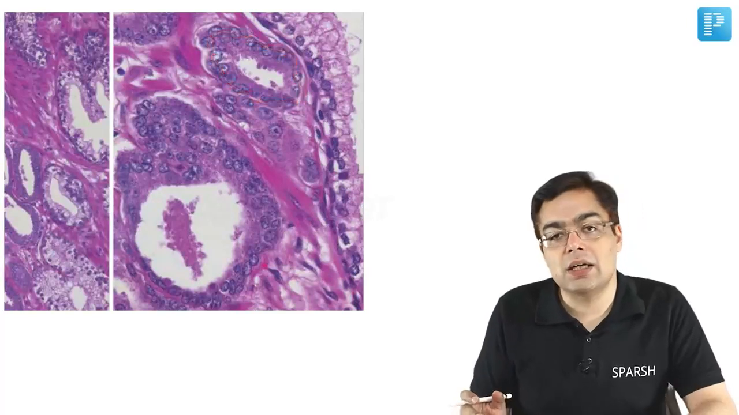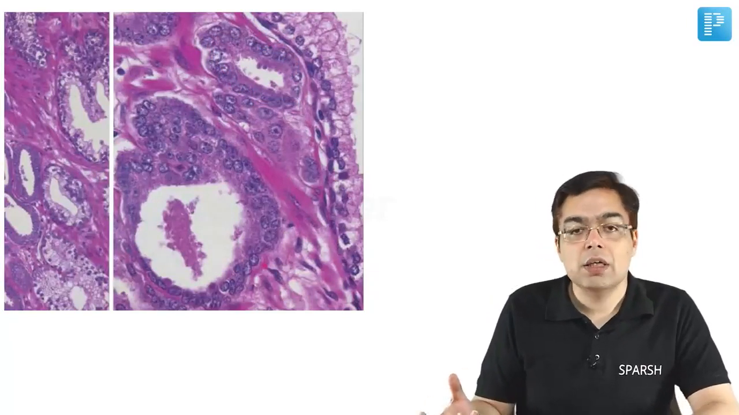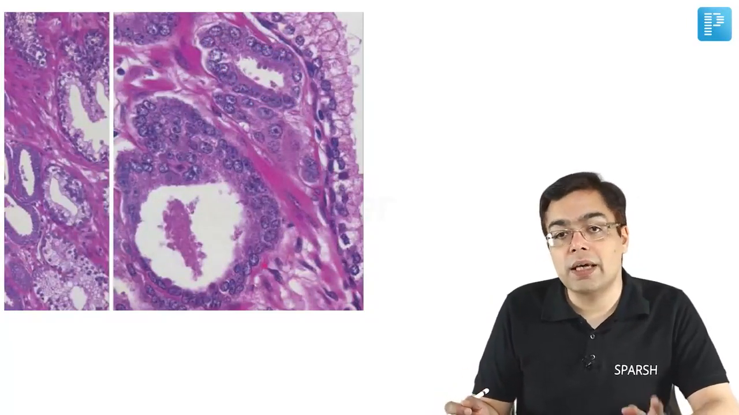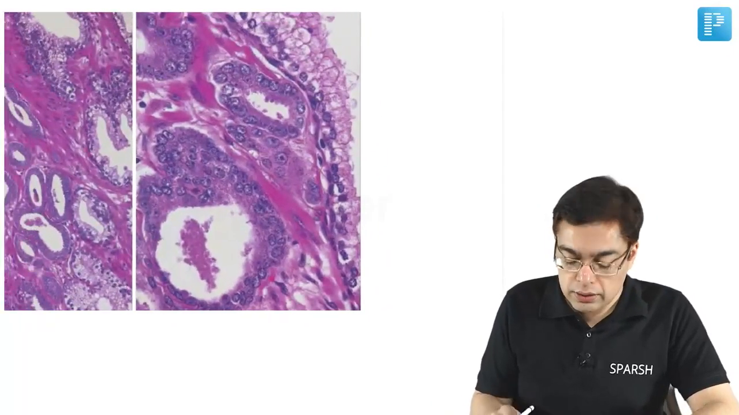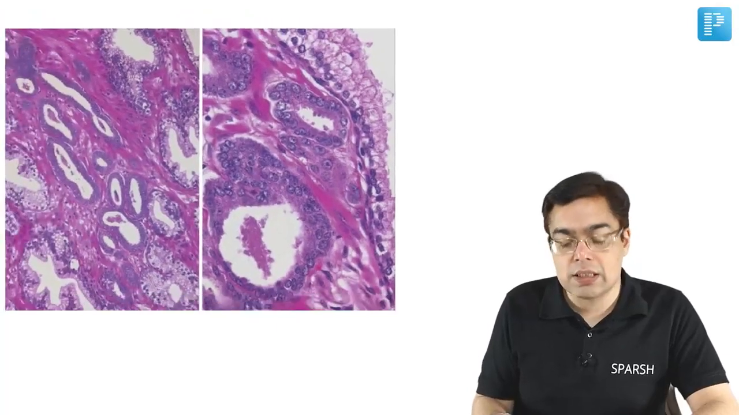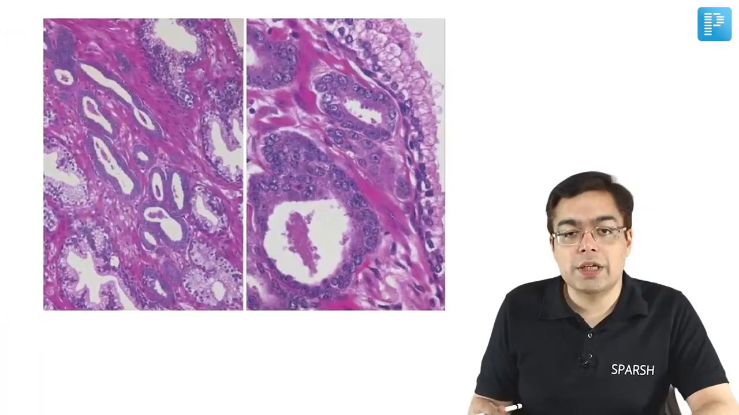Malignant cells, you obviously understand, are going to have the presence of anaplasia, so they are going to have a high N:C ratio, and that is what is going to give it the dark appearance, the single layer of cells, absence of basal cells, what is seen in case of prostate cancer.